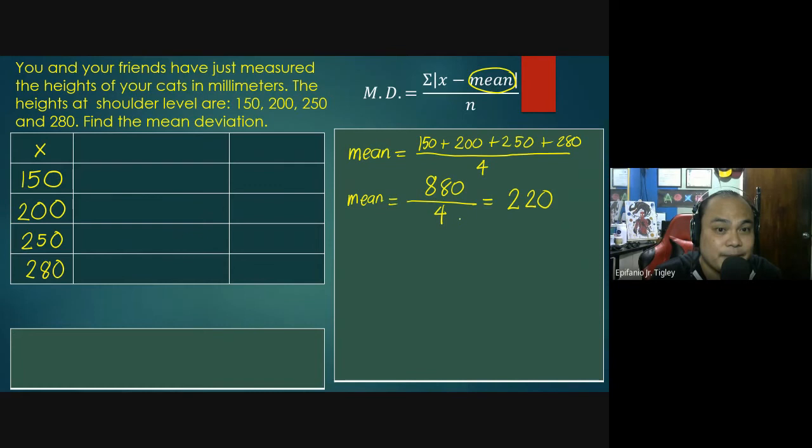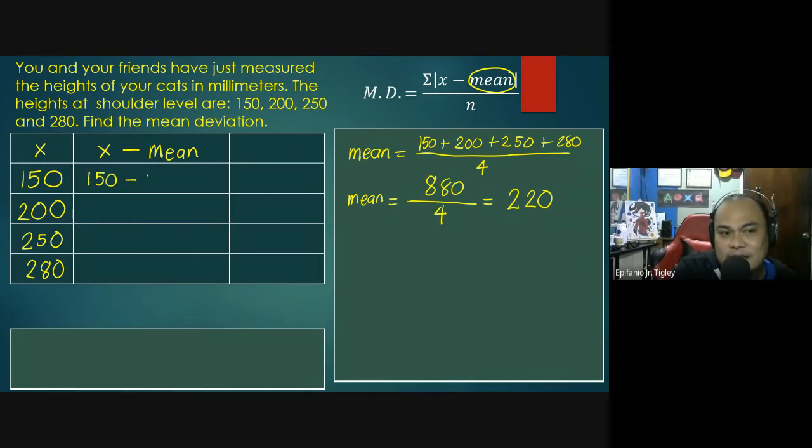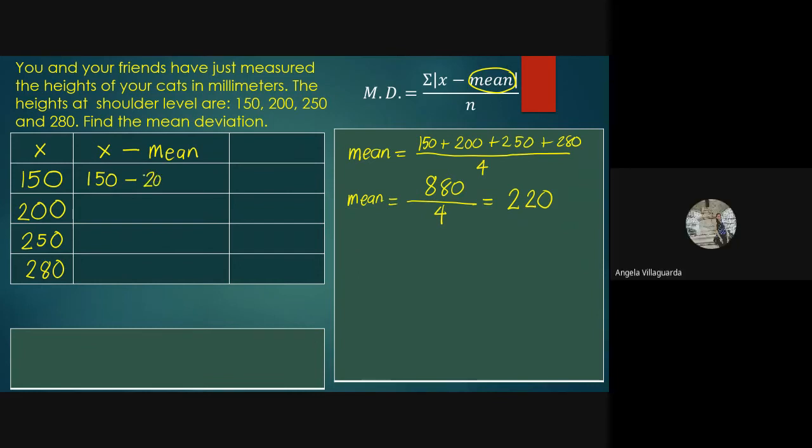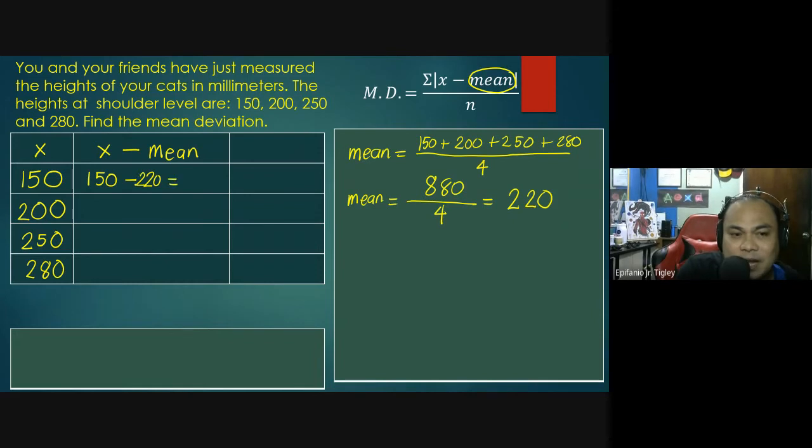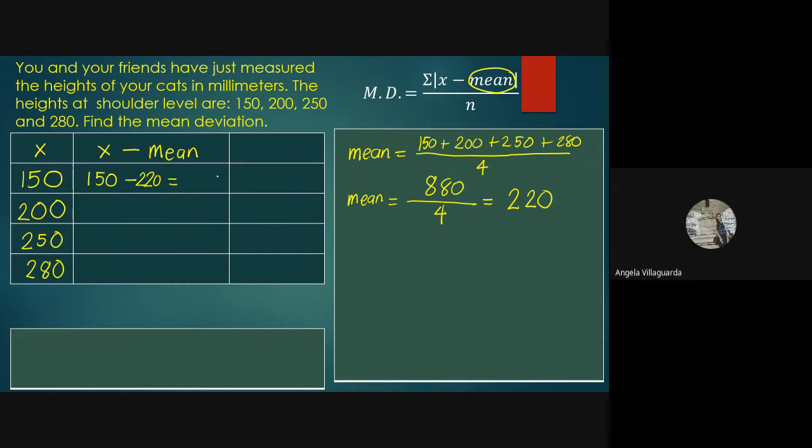Now, look at what we will do. We start with the score minus the mean, the height minus the mean. The first height is how much? 150. Minus, what is the mean? The mean that we solved a while ago. How much is the mean? 220. What is 150 minus 220? Negative 70.